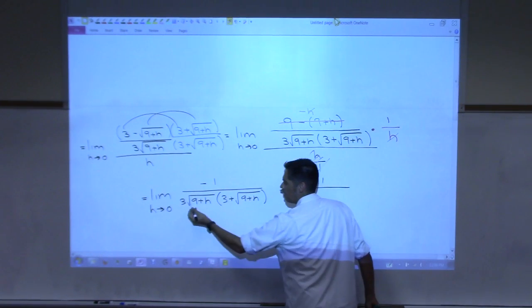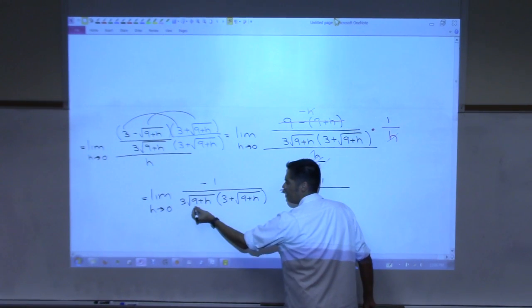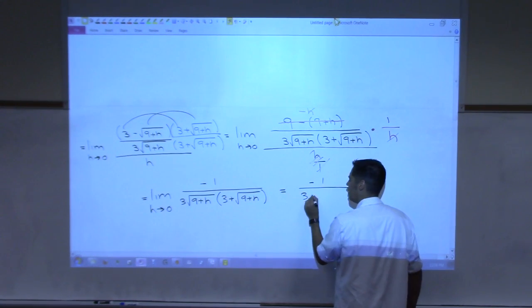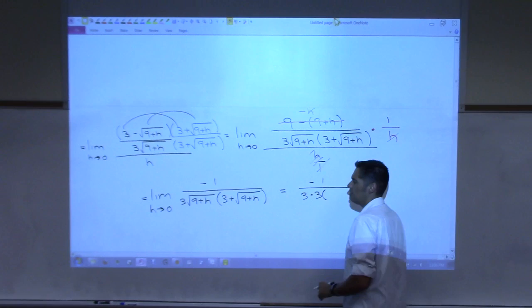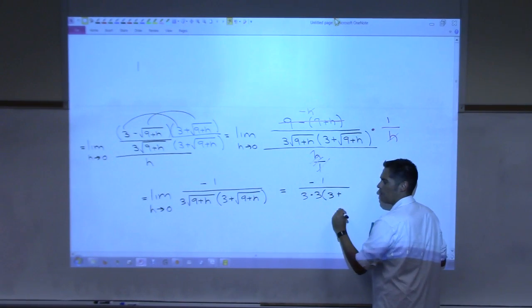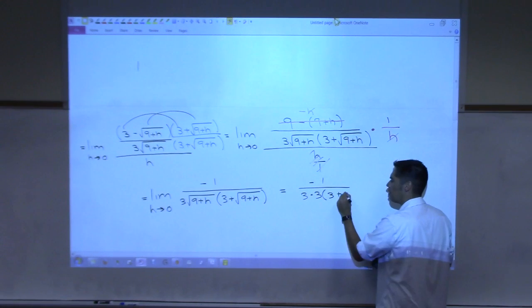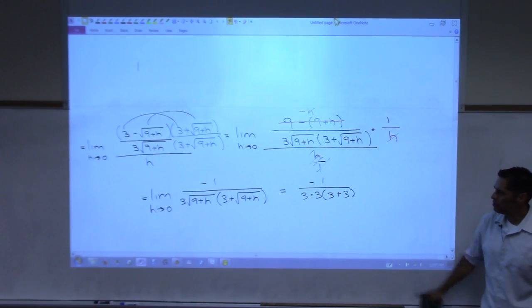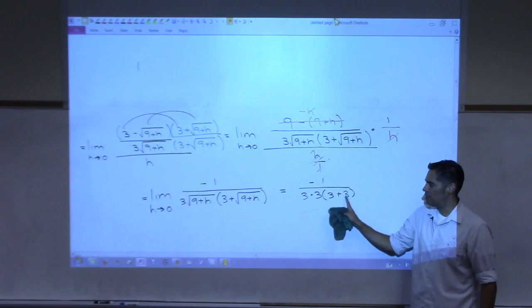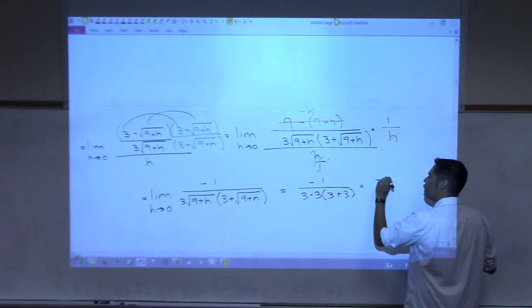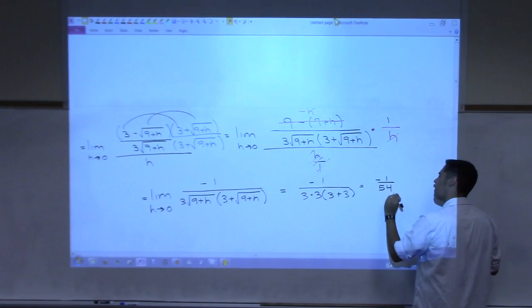Let's see. 3 times, if that's 0, this is a 9. Root 9 is 3. So this is 3 times 3. Then parentheses, 3 plus what? Root 9, 3 plus 3. So 3 times 3 times 3 plus 3. So this is, order of operations, do this. This is 6, right? 6 times 9. So negative 1 over 54.